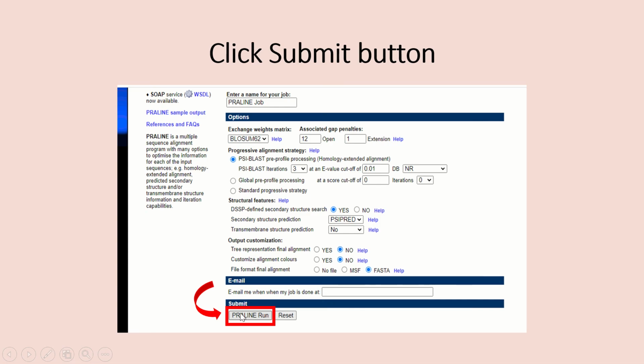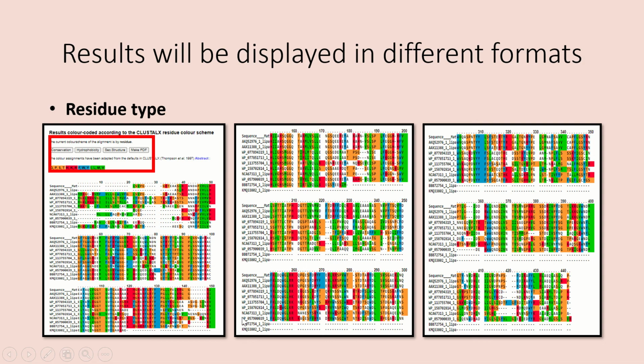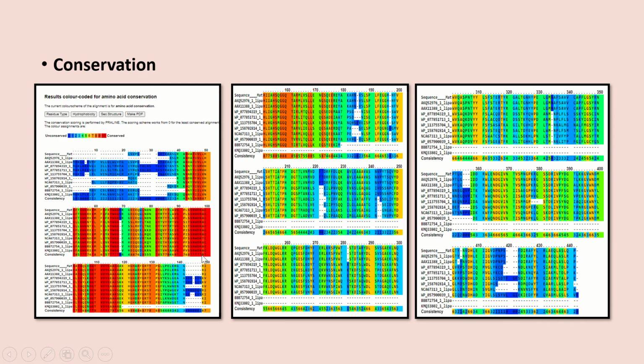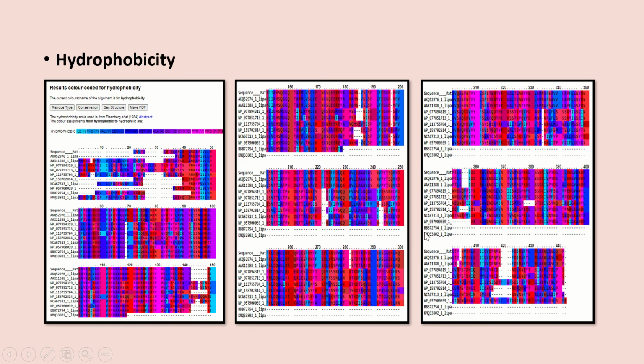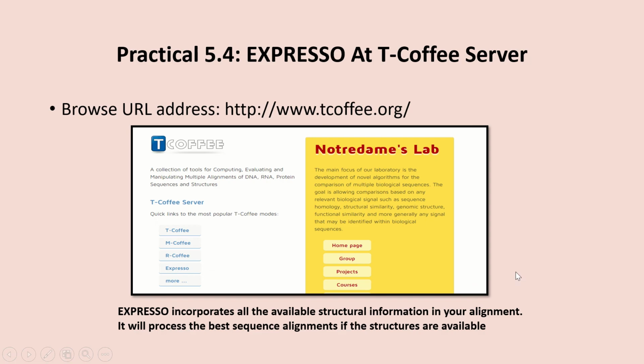Below that we have PRALINE run. Click on the PRALINE run. So the results will be displayed in different formats. There are 4 formats: residue type, conservation, hydrophobicity, secondary structure. So this is the results color-coded according to the cluster at residue color scheme. And this is the results color-coded for amino acid conservation, results color-coded for secondary structure, and the last one is the results color-coded for hydrophobicity.